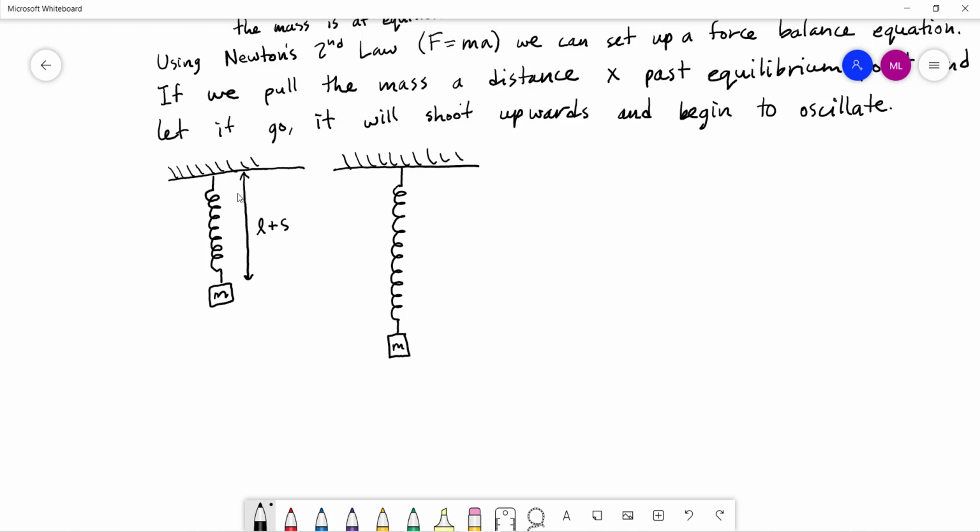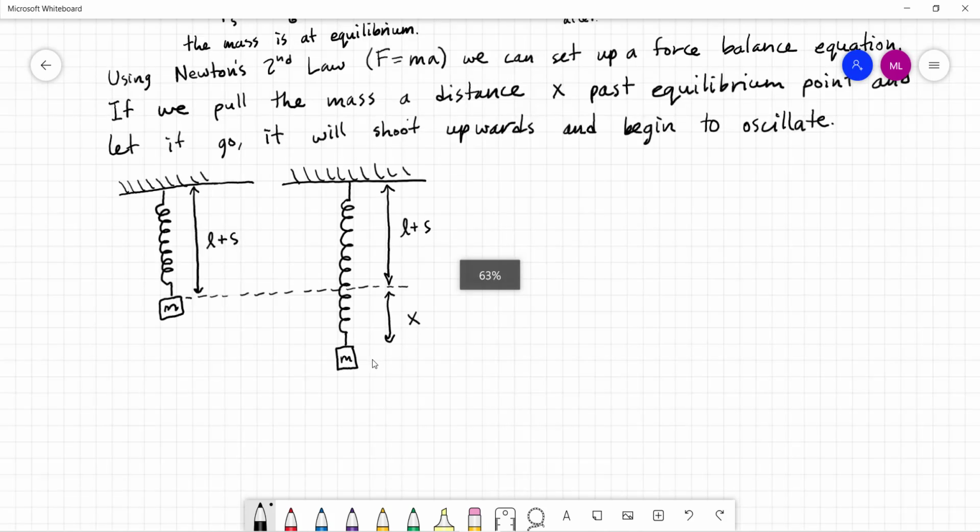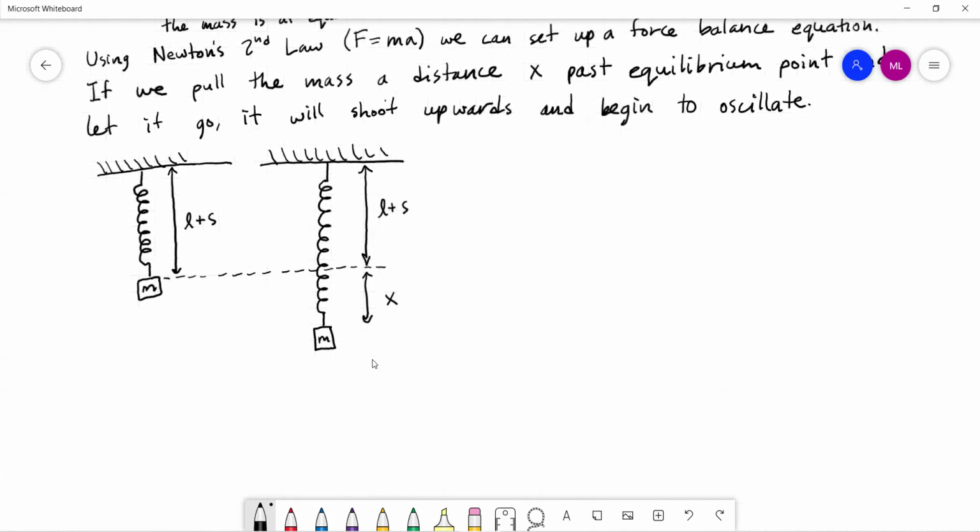There's our mass again. Here is the old equilibrium position. Right, there's the L plus S. And here's some additional distance that we've stretched it, a distance x. And we're letting it go, and it's going to shoot back up, and then it'll come back down, and then go back up and back down and oscillate back and forth indefinitely. So that is kind of the picture that we're looking at.